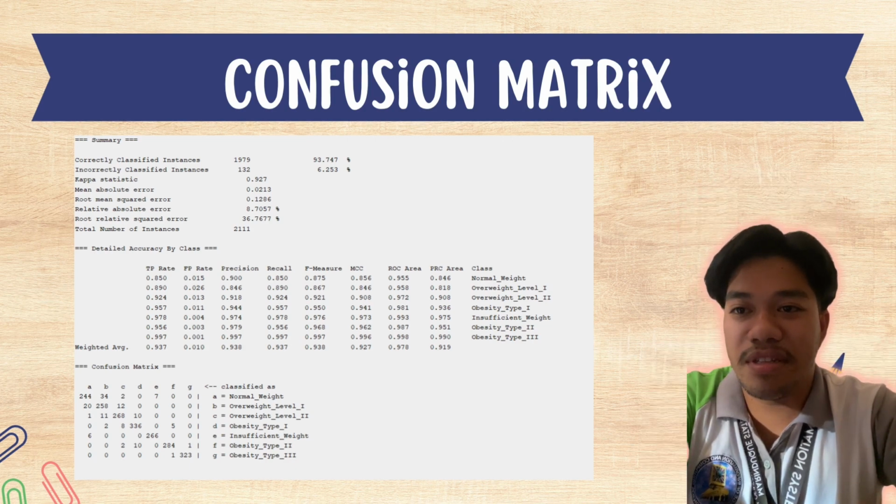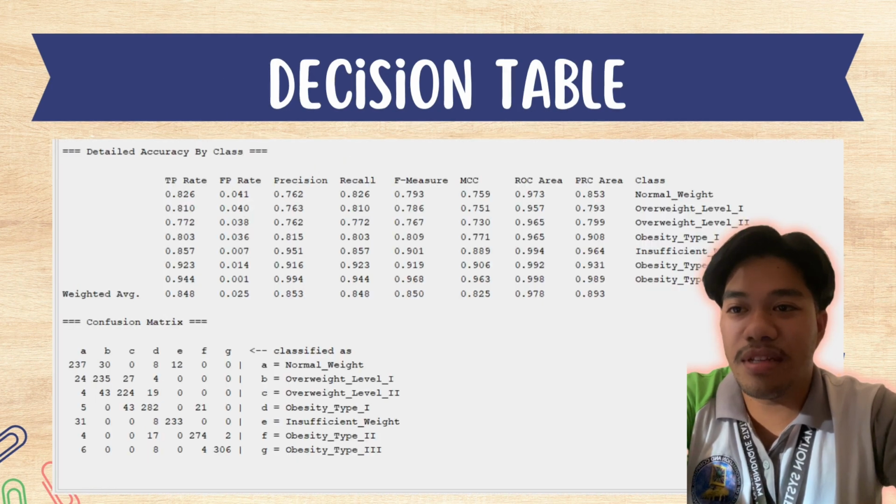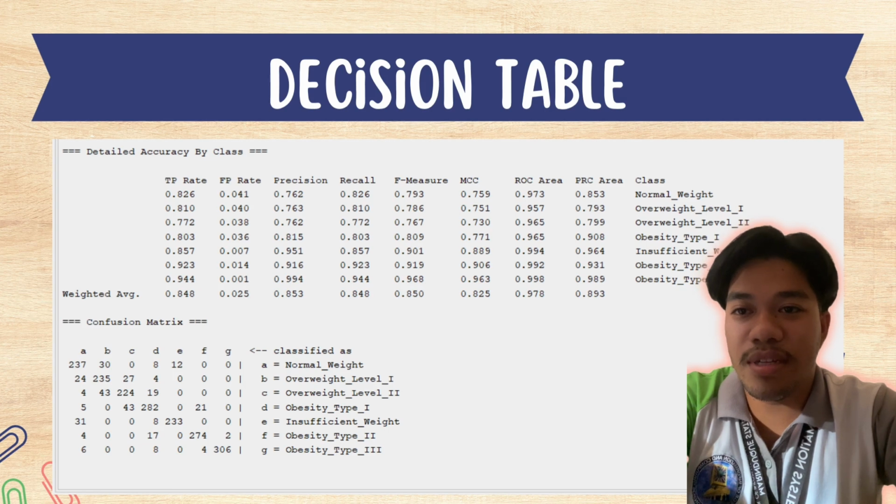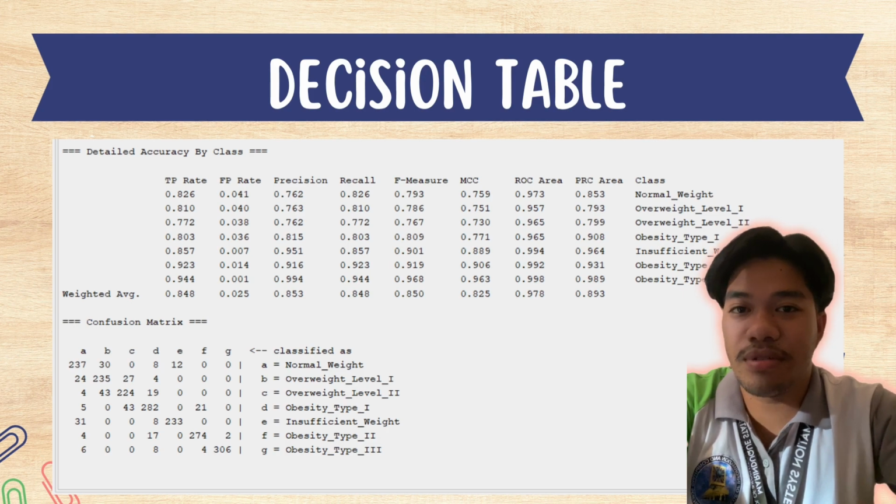The model demonstrates excellent overall performance with a high classification accuracy of 93.75% and robust results across different weight categories. The confusion matrix reveals only minor misclassifications, mostly occurring between adjacent categories. The model's precision, recall, and F-measure are strong for most classes, indicating reliable and effective predictions.